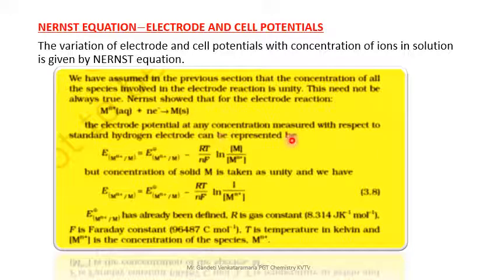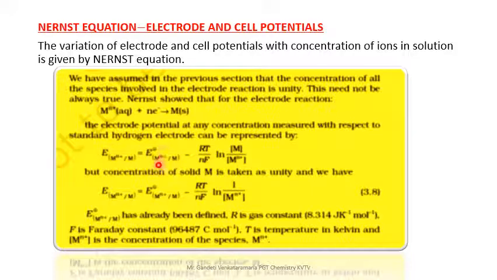this equation. This is very important. How to write it is very important. It is the Nernst equation. This is the electrode potential. Students, the difference between E and E naught is very important here. E is the electrode potential and E naught is the standard electrode potential.